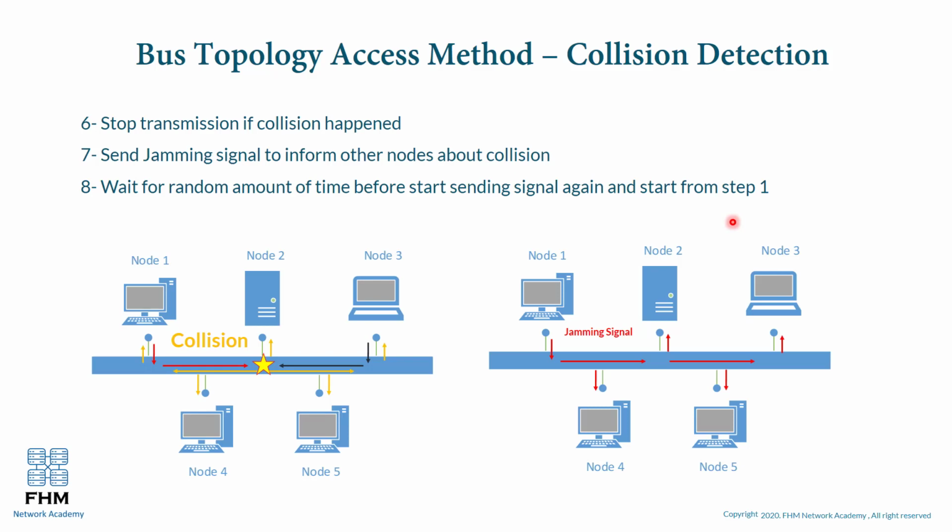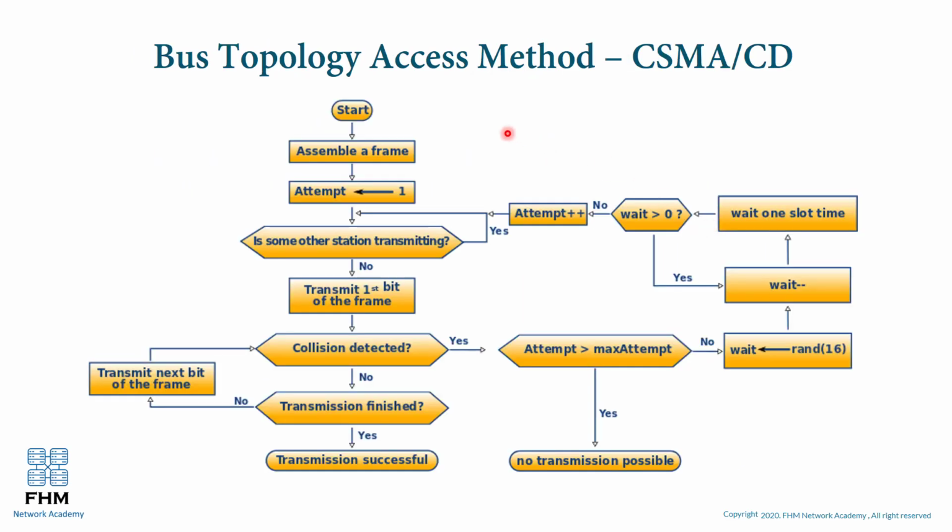Let's take a look at the procedure of the CSMA/CD or Bus Topology access method again. In the first place, the node that wants to send information should assemble a frame, and after assembling the frame, the node should listen to the media and realize whether the media is clean or not. So in the second place, the question is: is some other station transmitting? This procedure is what I told you happens in the loopback part of the network interface card.